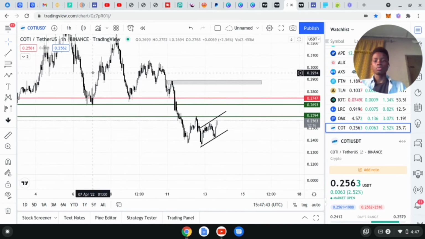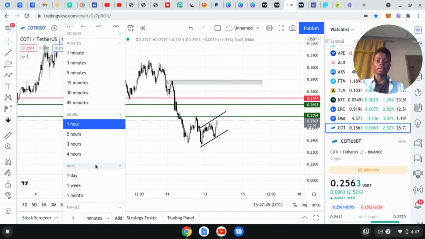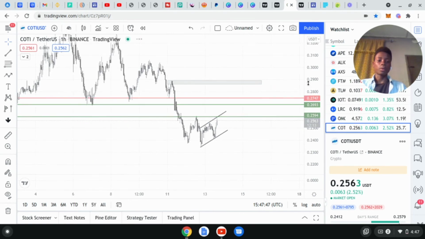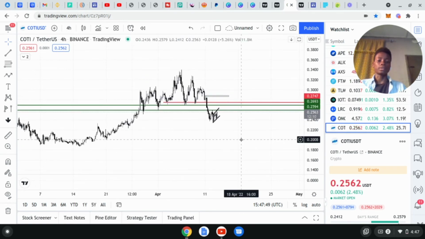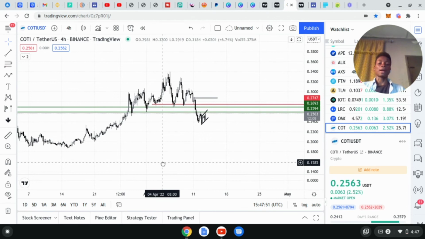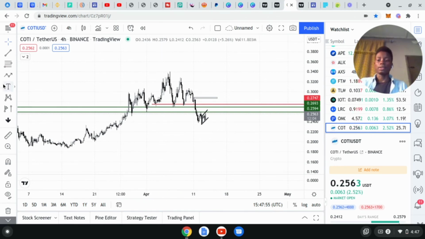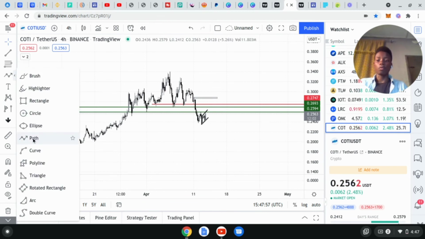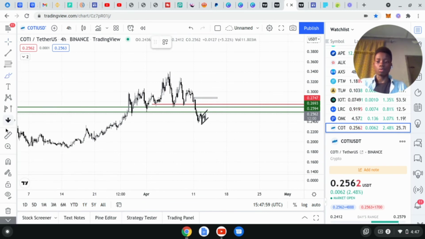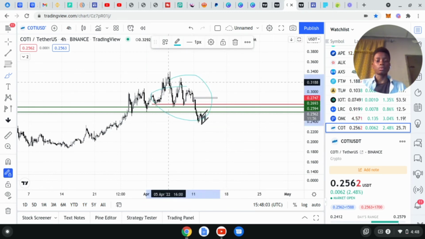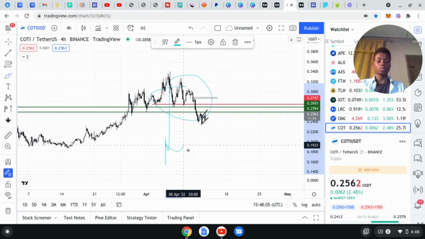Let's just do a simple recap. We started on the 4 hour time frame. And what did we do on the 4 hour time frame? We found our market structure and the overall market general bias. And we found out that Coti is in a downtrend, meaning we should be looking for sell setups.